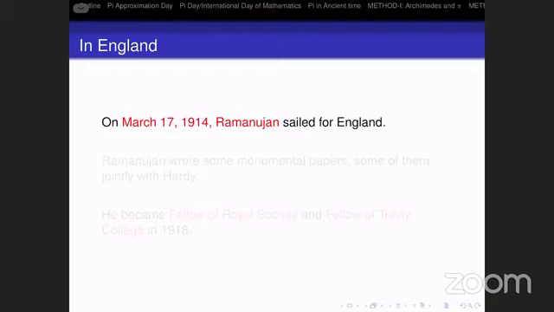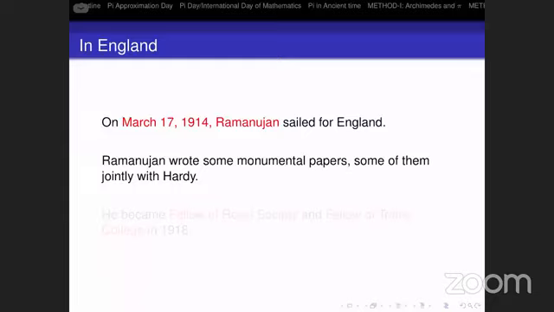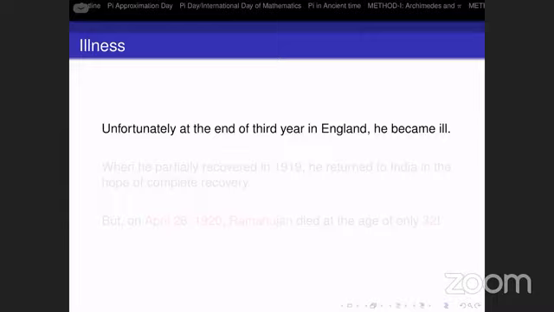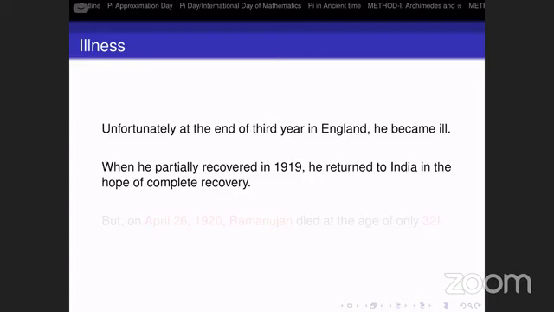March 17, 1914. And Ramanujan wrote some monumental papers, some of them jointly with Hardy. He became a Fellow of the Royal Society and Fellow of Trinity College in 1918. Unfortunately, at the end of the third year in England, he became ill. When he partially recovered in 1919, he returned to India in the hope of complete recovery. But on April 26, 1920, Ramanujan died at the age of only 32.